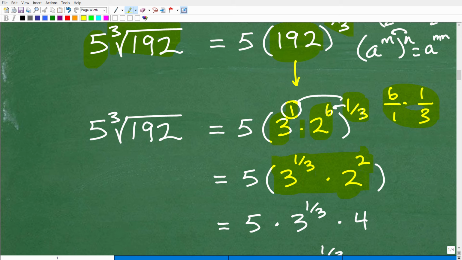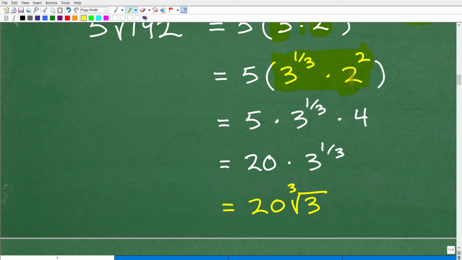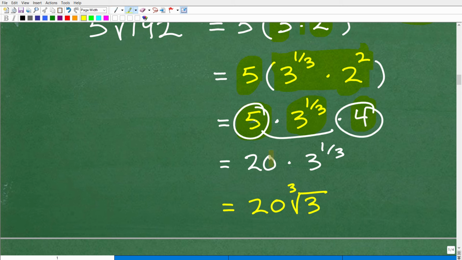And so now we have to deal with this. What is this telling us? Well, we have 2 squared is 4. We have 3 to the 1/3. And now this is all multiplication. It's going to be this times this times this. So this is all one big product. When we're multiplying, remember, order doesn't make a difference. So I'll take 5 times 4. That's going to give me 20. So 20 times what? Well, I still have this 3 to the 1/3 right here.